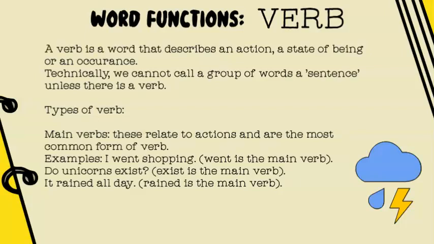Right, types of verb then. There are several types of verb, and don't let the names of some of these verbs scare you. So the first one we'll look at is a main verb, and these relate to actions and are the most common form of verb. So in the example, I went shopping, went is the main verb. Do unicorns exist? Exist is the main verb. And it rained all day, rained is the main verb.